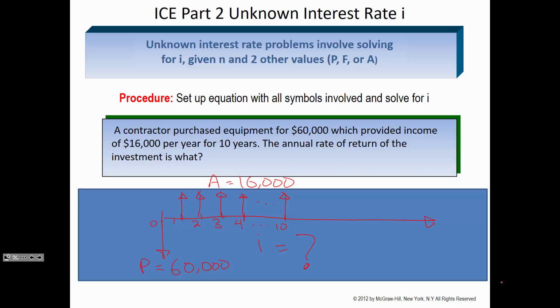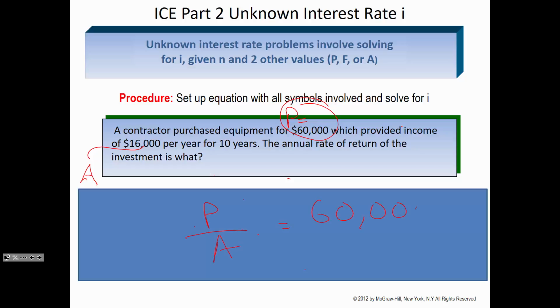So the question it's asking is, what's the rate of return? What's the I? And there are several ways that we can do that. The first of them is we could say for a certain P value, we have the P is 60,000, and then here's A. So we could say the ratio of P to A is 60,000 to 16,000 with n equals 10.